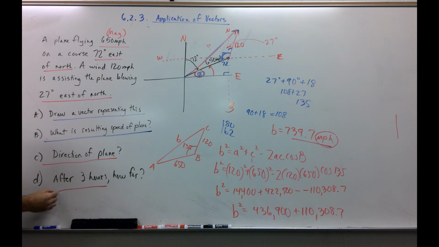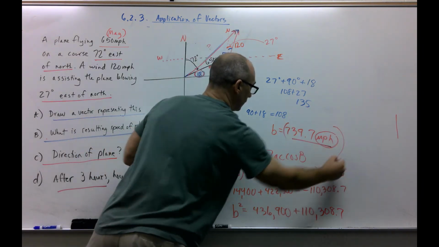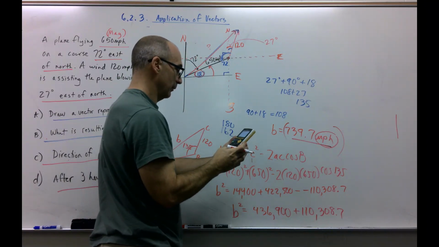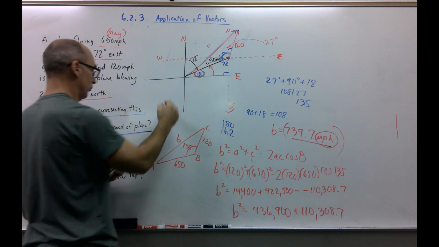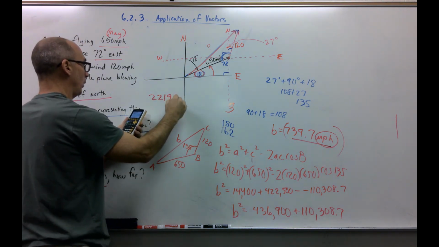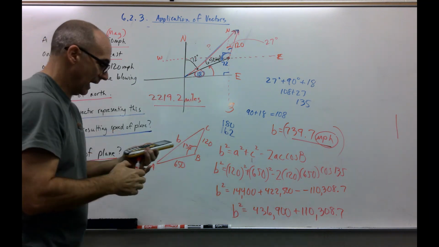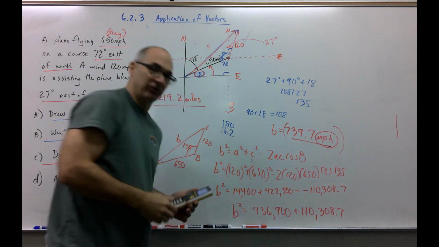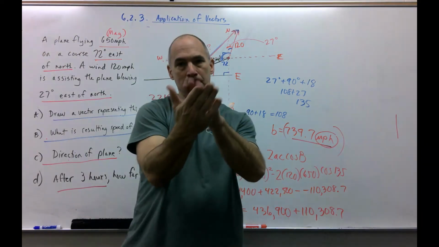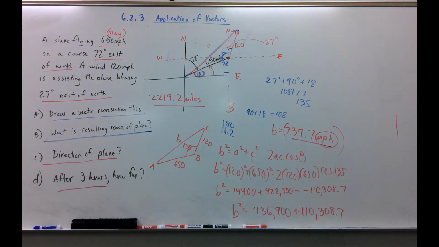After 3 hours, how far has it gone? Well, we just have to multiply our speed times 3, and we get it's gone 2,219.2 miles. Congratulations, you guys. You have finished the last lesson of Pre-Calc A. All right. So have I. Maybe that's why I'm excited.